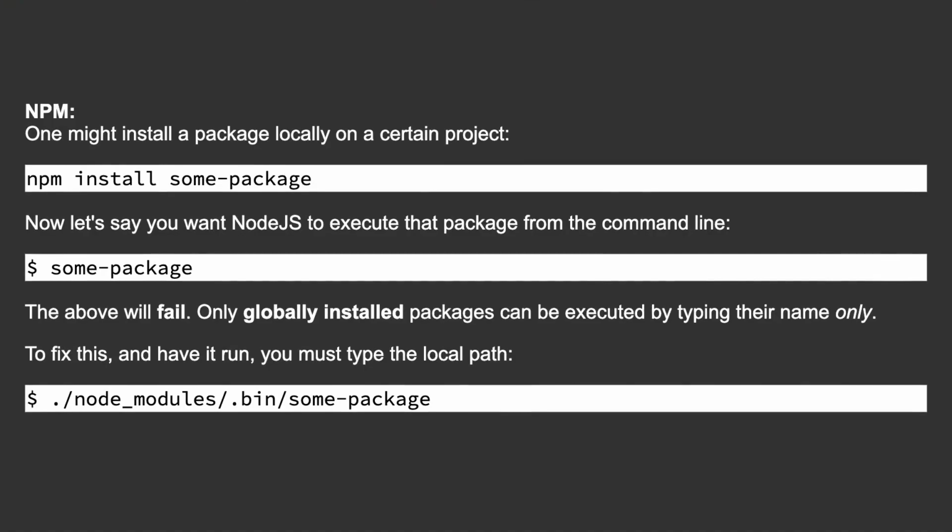NPM. One might install a package locally on a certain project. Now let's say you want Node.js to execute that package from the command line. The above will fail. Only globally installed packages can be executed by typing their name only. To fix this, and have it run, you must type the local path.